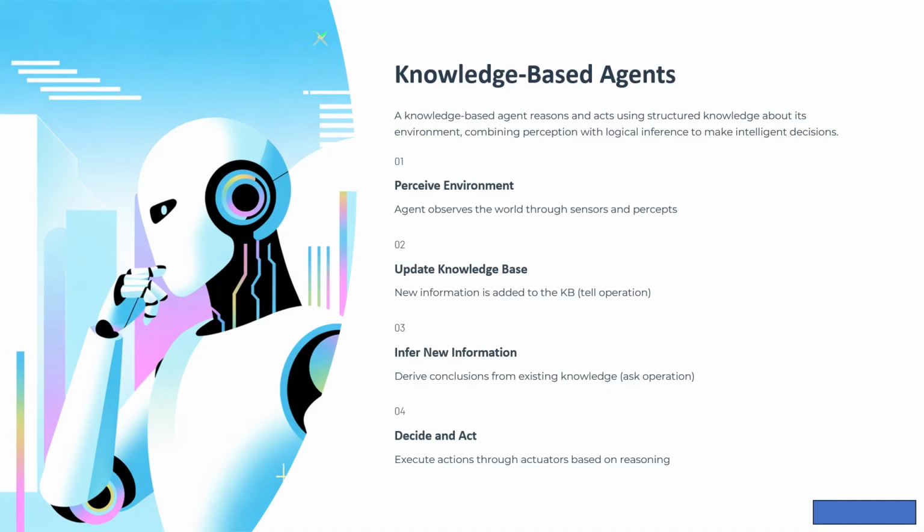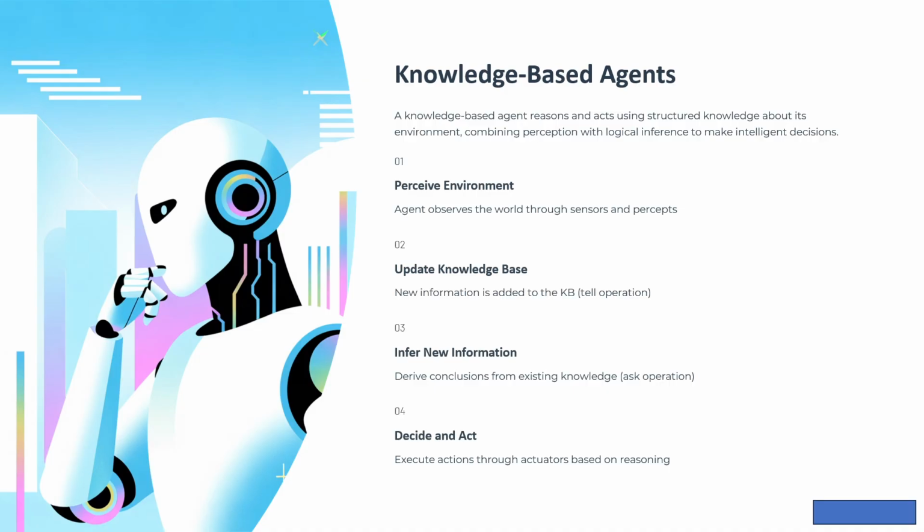Knowledge-based agents. So what are knowledge-based agents? An agent in AI is something that perceives its environment and takes actions. A knowledge-based agent uses a structured knowledge base to reason about its environment and make decisions. Here's how it works step by step. It includes four steps. First, perceive the environment. Here, the agent uses sensors to observe its world or its environment.